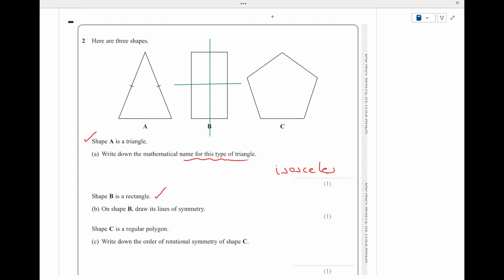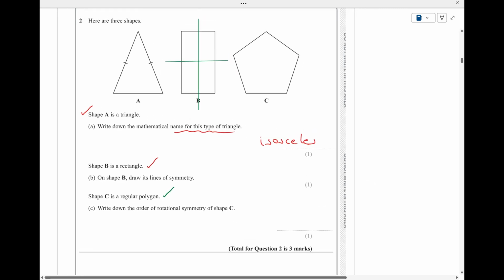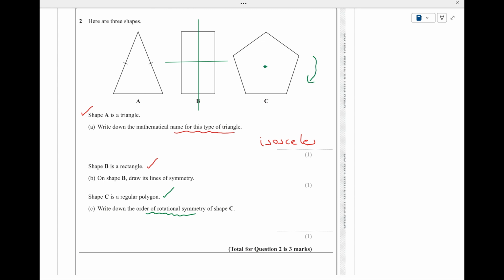Shape C is a regular polygon. Now, what sort of polygon is it? It's got 5 sides, hasn't it? So it's a pentagon. But that's not what it's asking me. It's write down the order of rotational symmetry. So if I rotated it, how many times would it land on itself as it went round once? And the answer is 5 times. And that's question 2.